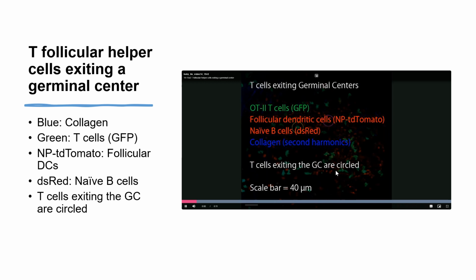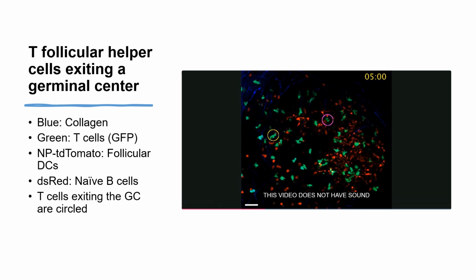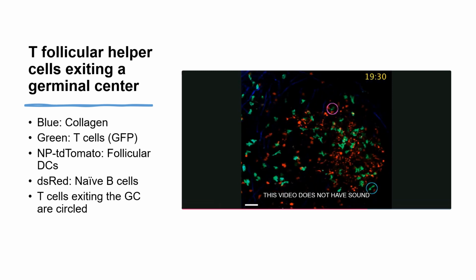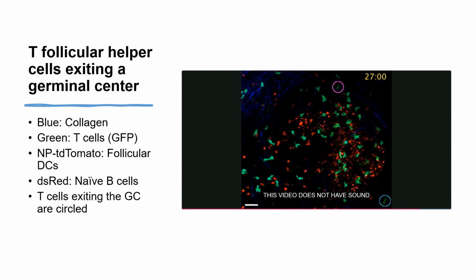And so it finds a little channel or escape route from the germinal center and moves on to another germinal center, we think, somewhere else in the lymph node or spleen. So it's that yellow circled one. It just kind of blinked out and is gone.